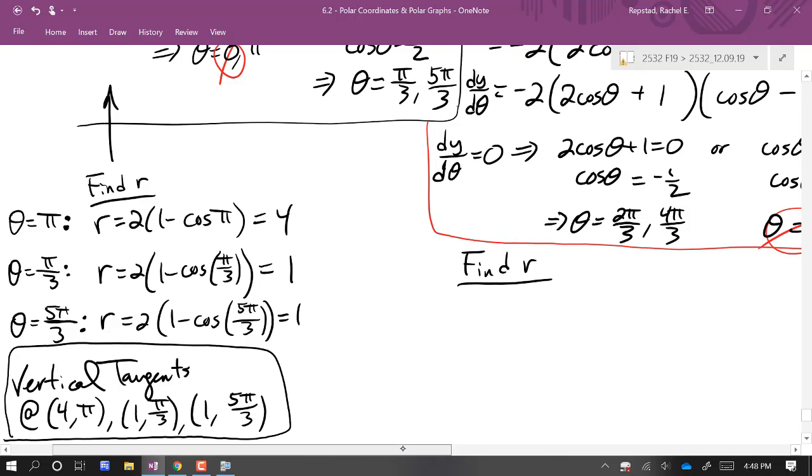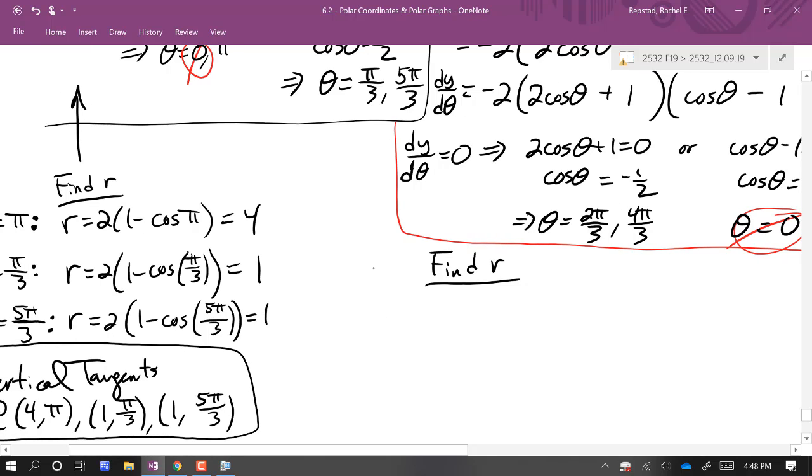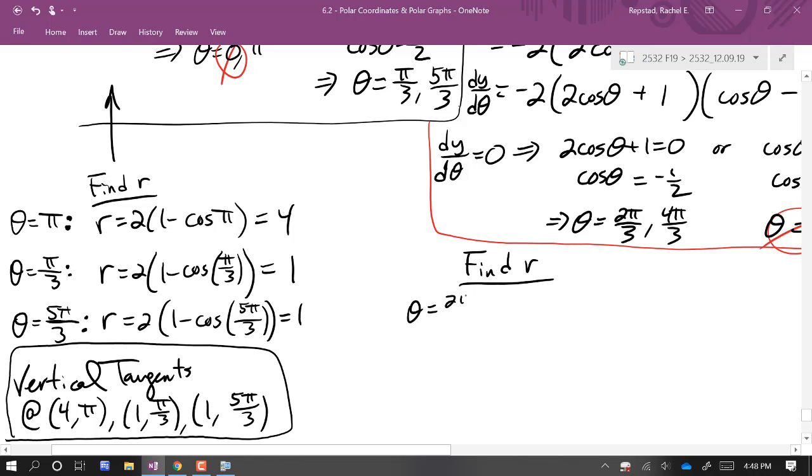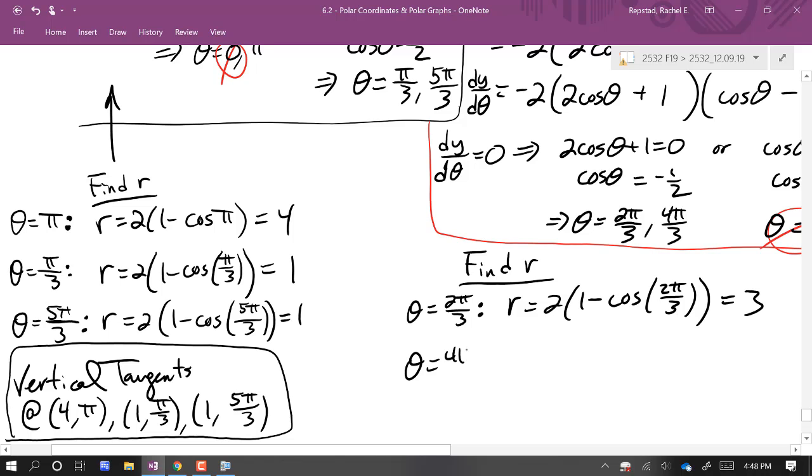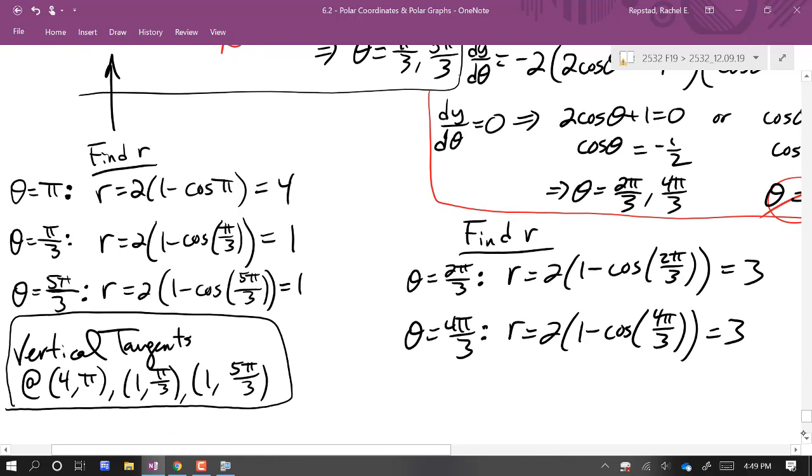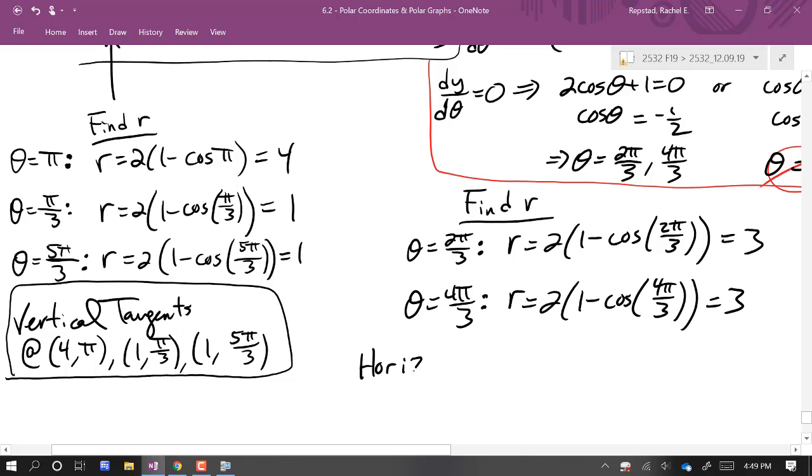For the horizontal tangents, we're going to do the same thing for these two values. When theta is 2 pi over 3, cosine of 2 pi over 3 is negative a half. So that's 1 minus negative a half, which is 3 halves, times 2 is 3. And when theta is 4 pi over 3, cosine of 4 pi over 3 is still negative 1 half, so we get horizontal tangents at these two points.